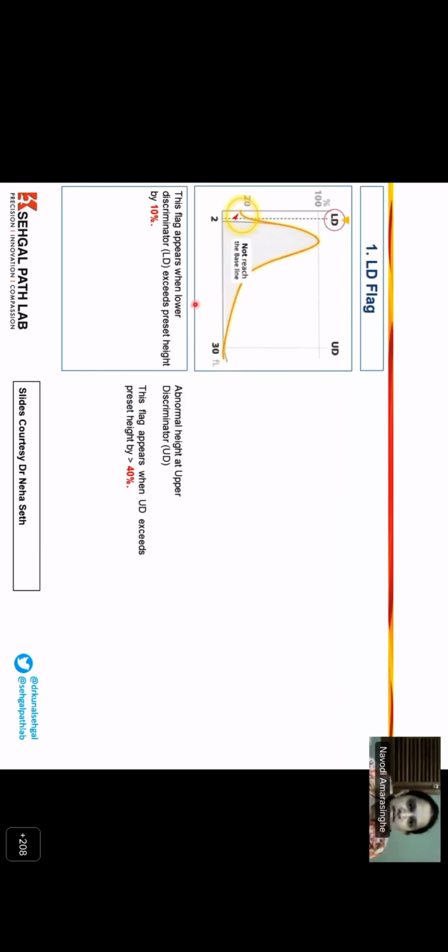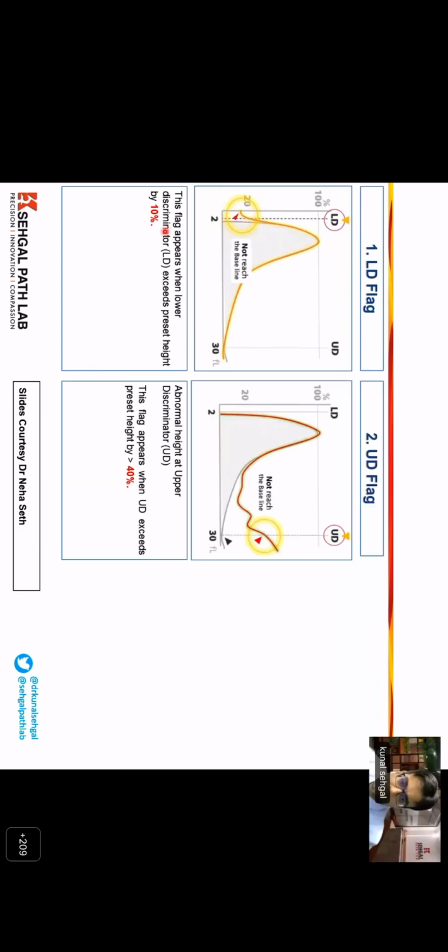Great. So Dr. Navadi, you will have to tell me, in this histogram, what do you see and what do you think are the causes? Here the lower discriminator is not starting from the baseline. So there is an elevation of the lower discriminator. It exceeds the percent height of 10 by 10%. So there is a lower discriminator flagging. The causes would be small cell fragments, EDTA particles, bacterial contamination, and high blank value. Also noise can cause lower discriminator elevation.